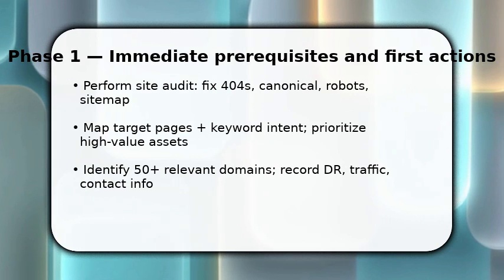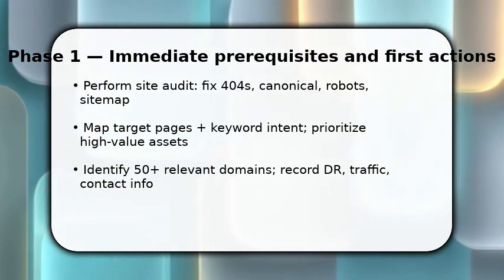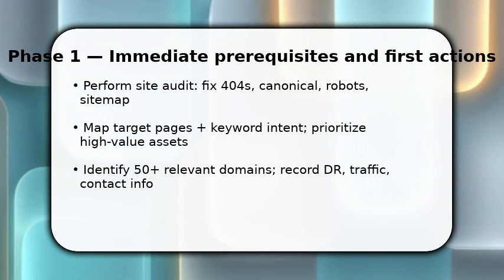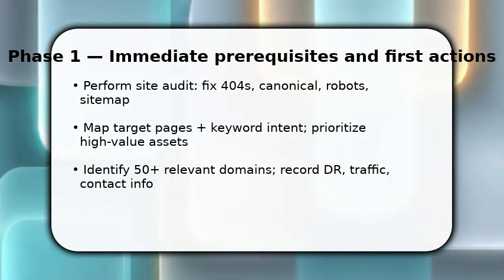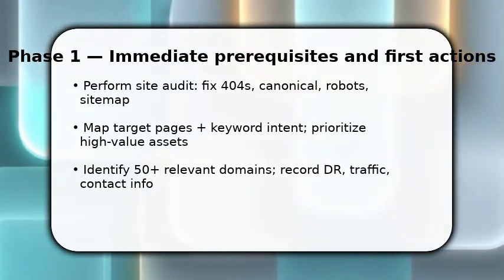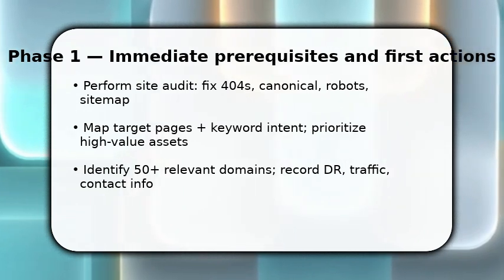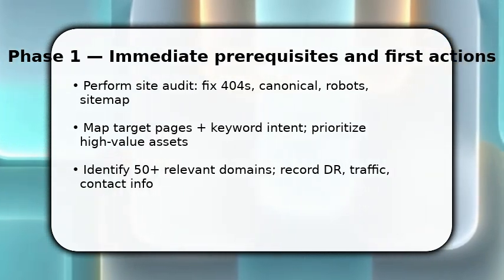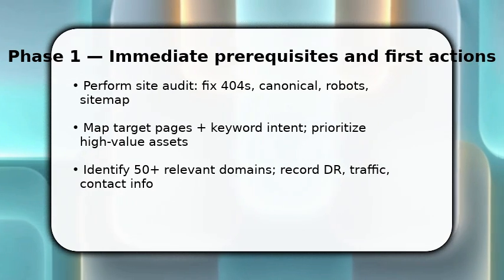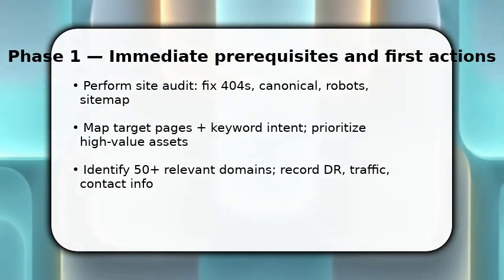Once done, build a prospect list of 50+ relevant domains and note domain rating, estimated traffic, and contact info. You'll use this list to prioritize outreach. Make sure to include a mix of skyscraper fit, niche blogs, and industry publications to balance authority and topical fit.